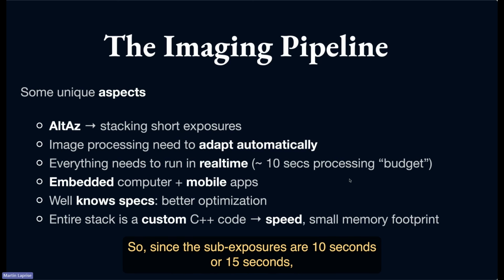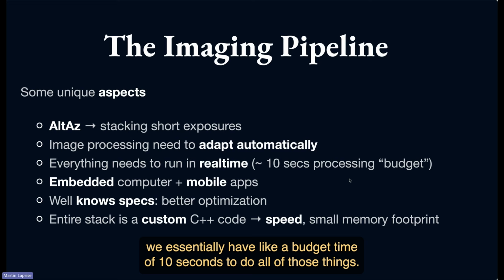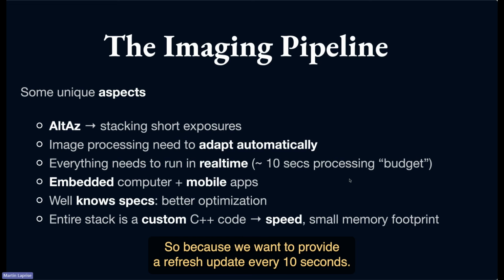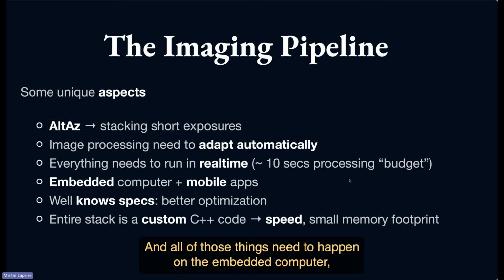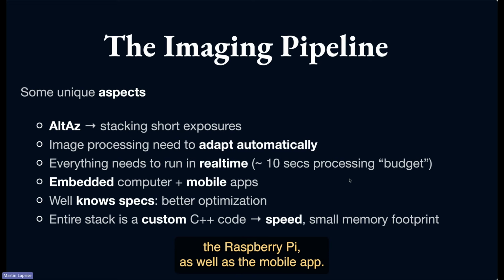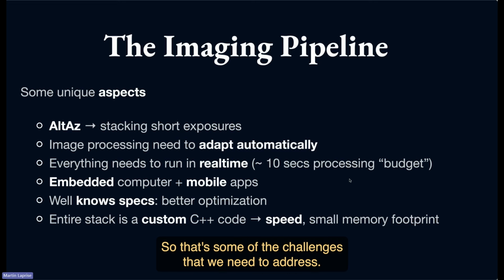So since the sub-exposures are 10 seconds or 15 seconds, we essentially have a time budget of 10 seconds to do all of those things, because we want to provide a refresh update every 10 seconds. And all of those things need to happen on the embedded computer, the Raspberry Pi, as well as the mobile app. So that's some of the challenges that we need to address.